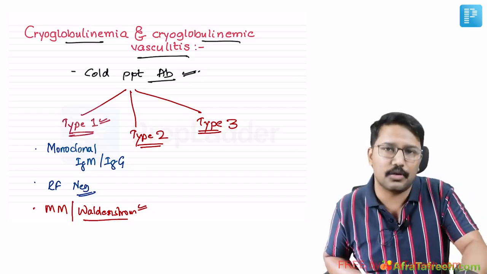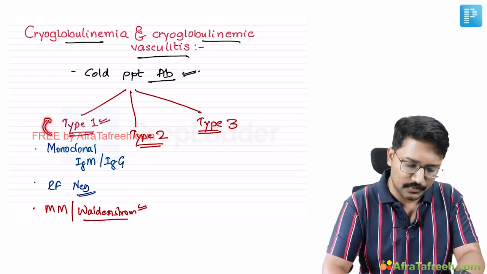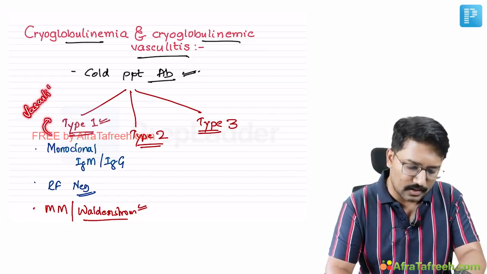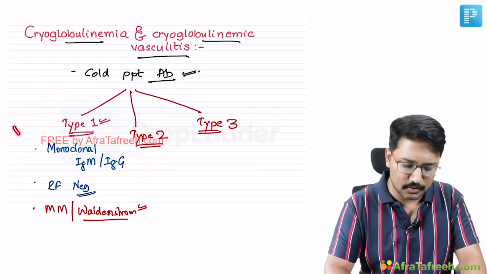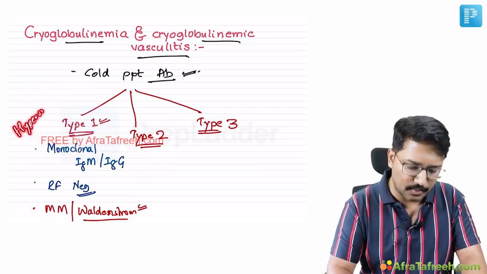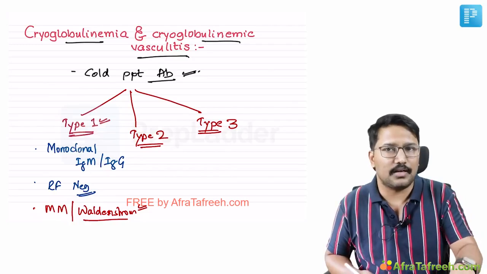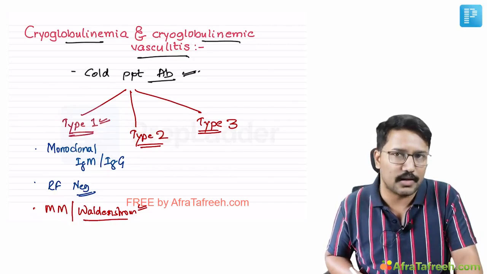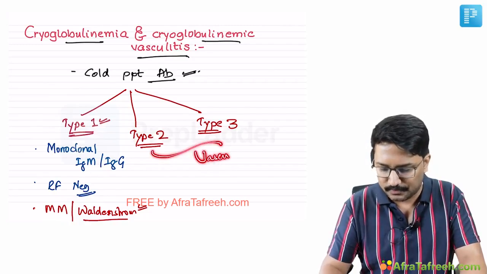So type 1 cryoglobulinemia is not usually associated with vasculitis, right? In type 1, vasculitis is rare. All the clinical manifestations of these patients are usually because of hyperviscosity, right? So when we talk about multiple myeloma, most of the manifestations are related to hyperviscosity, not because of vasculitis being triggered there. But type 2 and type 3 is where we see vasculitis.